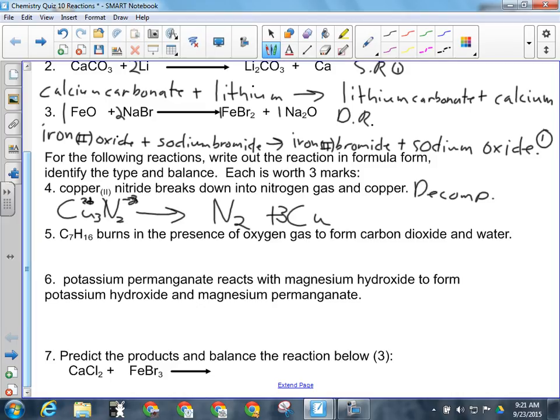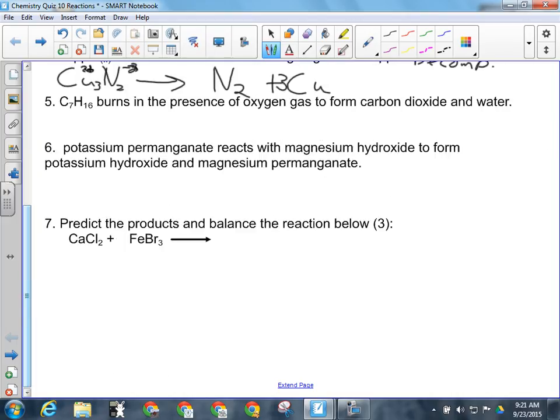Okay, for number 5, we have C7H16 burning in the presence of oxygen. What kind of reaction is that? Combustion. Anytime you see burning, okay, that's a pretty much dead giveaway. Okay, combustion, and C7H16, also known as heptane, is reacting with oxygen gas, O2, producing carbon dioxide and water. 1 mark for that.